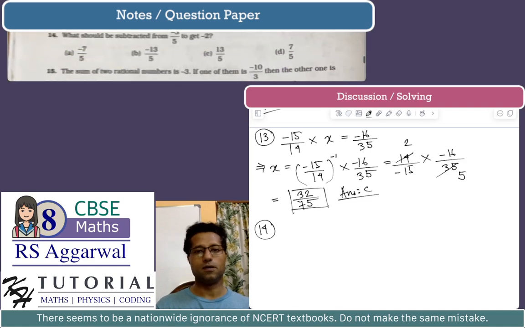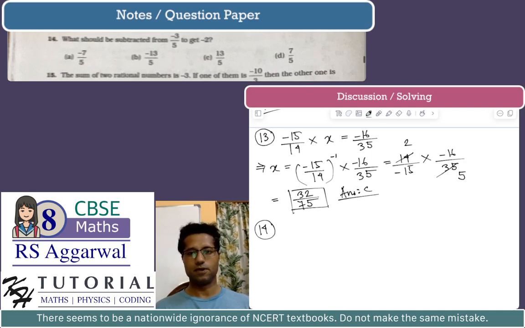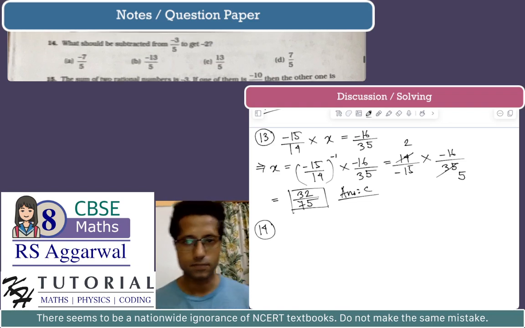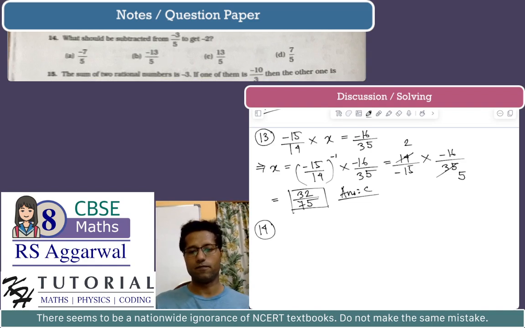Okay, so from question number 14 and the remaining problems, the screenshot has come hazy. I'm not sure whether you will be able to make it out, but anyway I will read it. What should be subtracted from minus 3 by 5? Let's say x needs to be subtracted. What should be subtracted from minus 3 by 5 to get minus 2? So we have this.